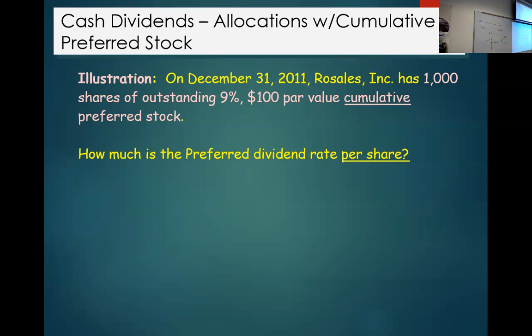We got 60,000 to allocate. How much does the preferred shareholder get? How much does the common shareholder get? And we know we had 3,000 in arrears. And then we have to get that number. So it's not 9, it's that. Makes sense? Okay.